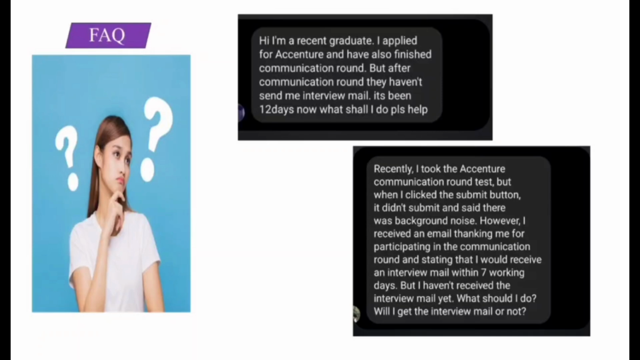Since you have received the email thanking you for participating and informing you about the interview mail, it's a good sign that your assessment was successfully submitted. The interview mail might just be delayed due to a high volume of applications or an internal process. Keep a positive mindset while waiting for the response. They may still be considering your application, and it's not uncommon for this process to take some time. It's hard to predict exactly what will happen next, but following up can help clarify your situation.